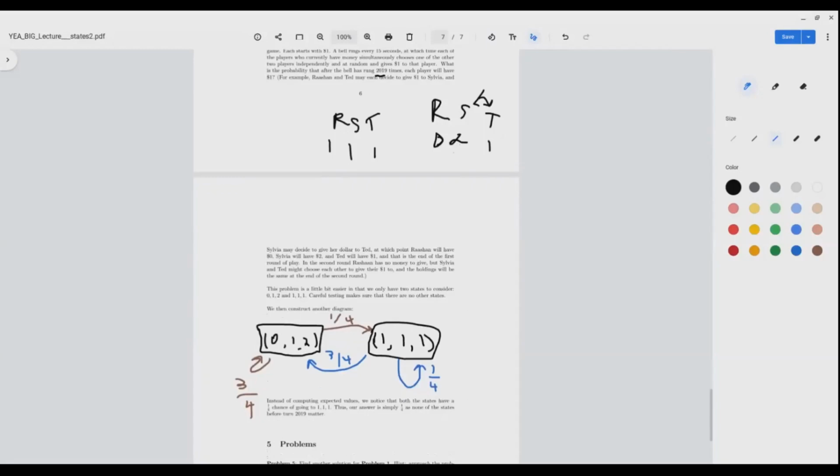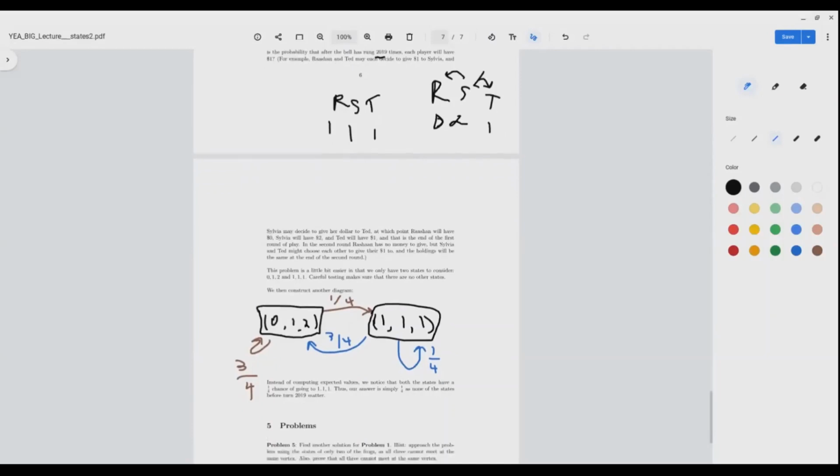It's impossible to have 3, 0, 0 because Sylvia has to give her money to someone, essentially. So she'll never be able to get $3, because one of the dollars is always moving from Sylvia to someone else. And then it's impossible for someone like Roshan to have $3 because he can only receive 2 when he has 0.